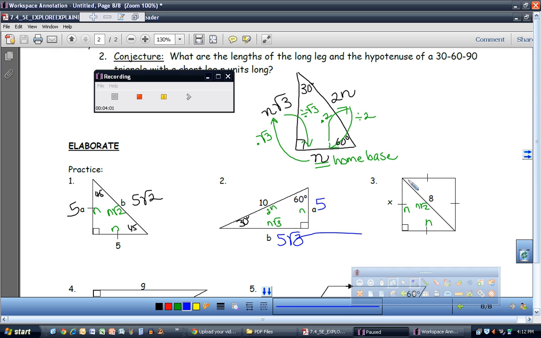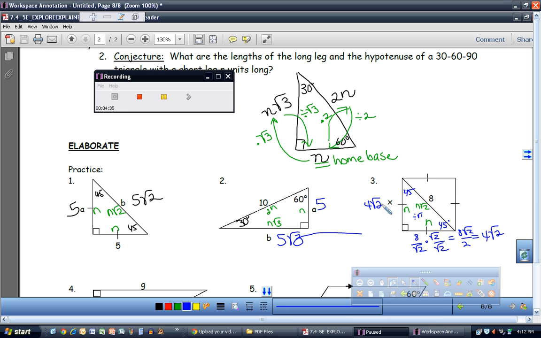On this one, I know that this is an isosceles right triangle, so I know that these angles are 45, 45, and 90. They give me the hypotenuse, and I know to go from the hypotenuse to the leg, I'm going to divide by the square root of 2. So I'm just going to take 8 divided by the square root of 2, and if I rationalize the denominator, I get 8 square root of 2 over 2, which is 4 square root of 2. And this is also 4 square root of 2.